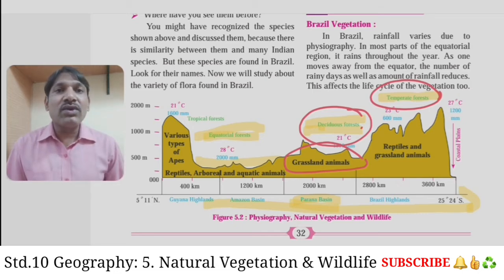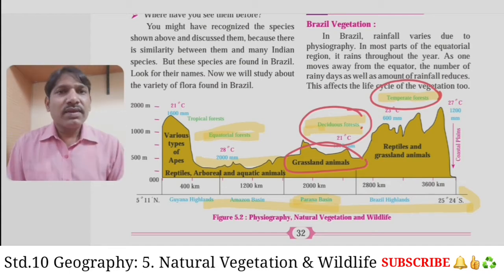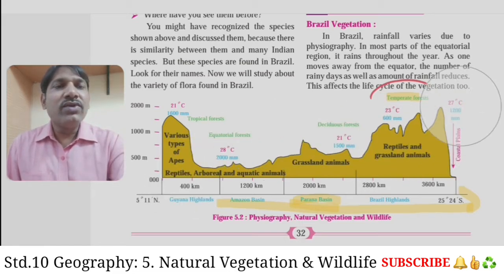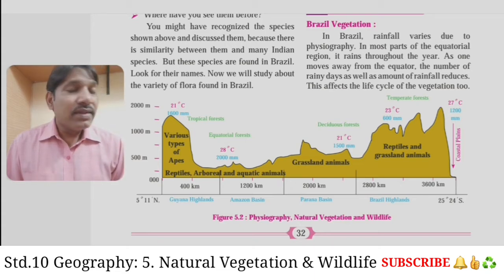Temperate forest, we can say arid forest. Arid means what, students? Hot. Okay, hot temperature. Here we have somewhat hot temperature. Here we can find again the different grasses. Yes students, have you understood this much? Very good. Now see students, one more important thing I would like to tell you.